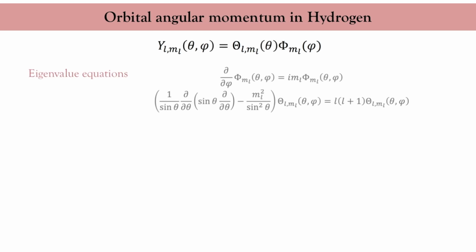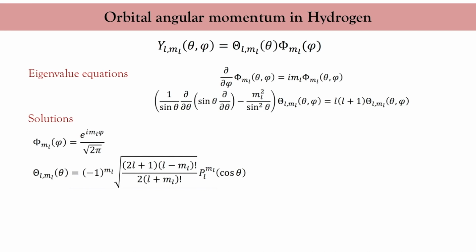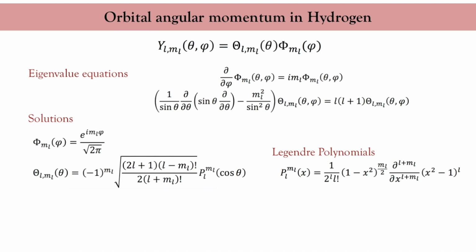We then obtain a couple of eigenvalue equations that can be solved using standard mathematical tools, and we obtain the angular part of the wave function explicitly here. The azimuthal part is simply a phase exponential, e to the i m_L phi. But the polar part has a much more interesting structure and can be written in terms of Legendre polynomials.